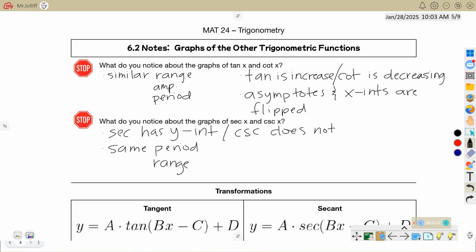All right, Tony, what about your table? Either one, what'd you get? Give me something. I was going to say for secant and cosecant, neither have an amplitude nor... Yeah. Good. Abner, what about your table?